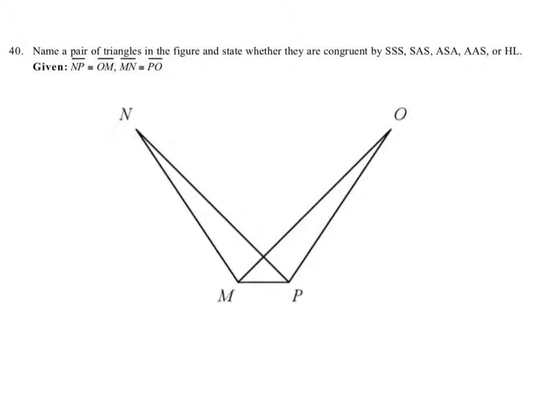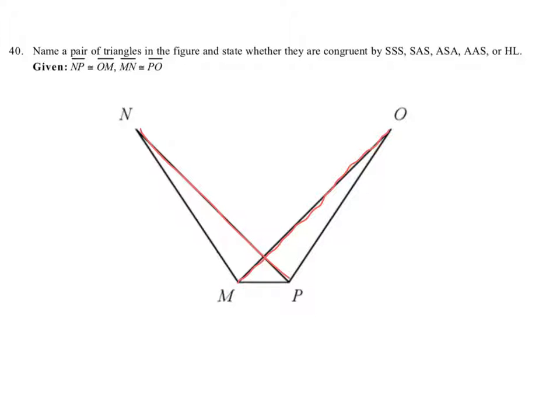We know that NP is congruent to OM. Notice that goes all the way down on those triangles. Okay, so it's kind of indicating that we're going to be dealing with the larger triangles that are those two added together. Okay, what else do we know?